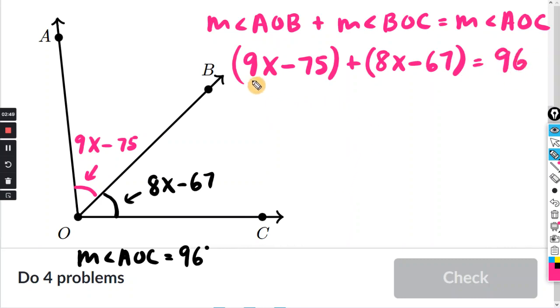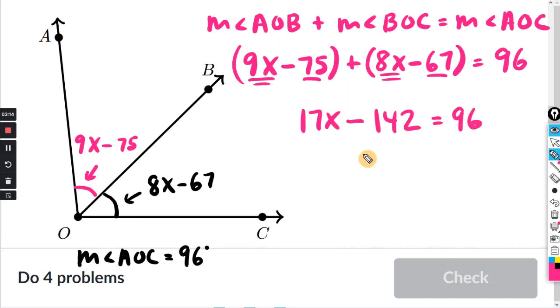Combining like terms, 9x plus 8x is 17x. And the constants, negative 75 plus negative 67. Let's see, that's going to be 130 plus 12, negative 142. And that equals 96.